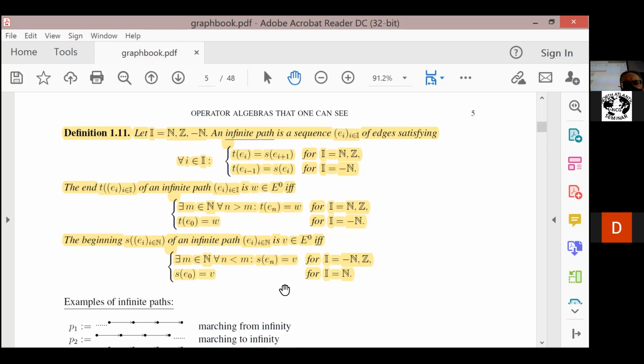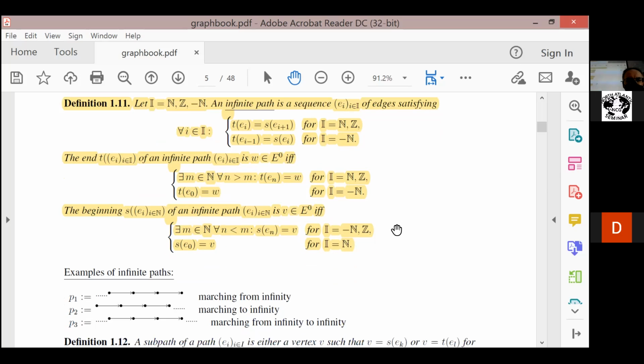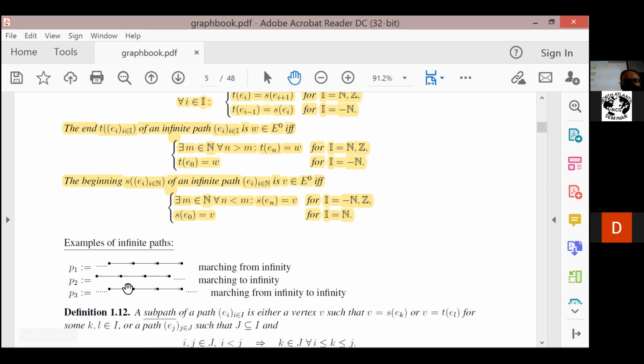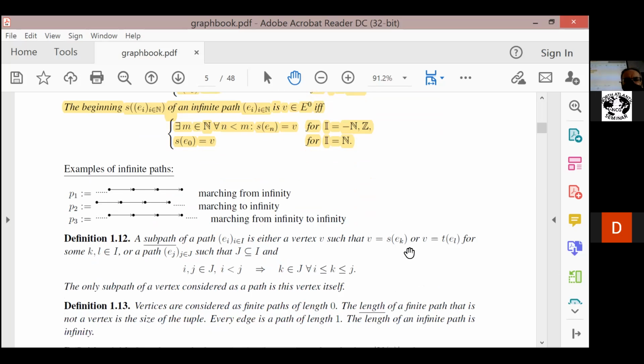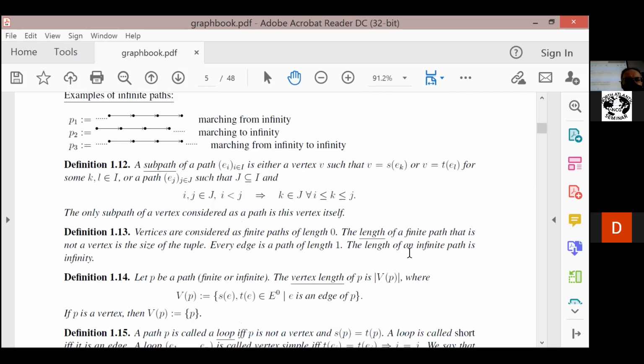And in a completely analogous way, we define the beginning of an infinite path. Again, we have to consider two cases, but this time minus natural numbers and integers are bundled together, and there is a separate case for natural numbers, because now we are talking about the beginning, and when you escape to plus infinity, then the beginning is clearly given. Yeah, and here you have examples. You can have a path marching from infinity, marching to infinity, and marching from infinity to infinity. Okay, so that's clear now, I hope.